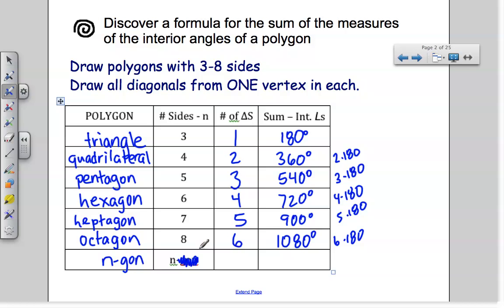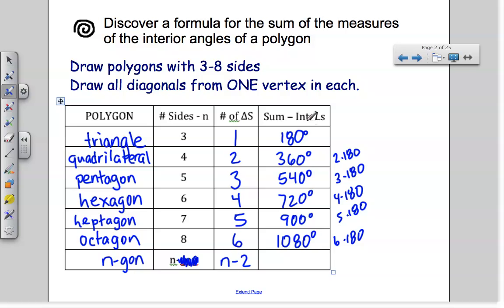Well, how many triangles is an n-gon going to have? Remember, n could be anything. Well, what's the relationship here? 3 sides was just 1 triangle, it is a triangle. 4 sides had 2 triangles, 5 had 3, 6 had 4. How am I going from n to the number of triangles? If you notice, every time I'm just subtracting 2. So the number of triangles in any polygon will be the number of sides, n, minus 2.